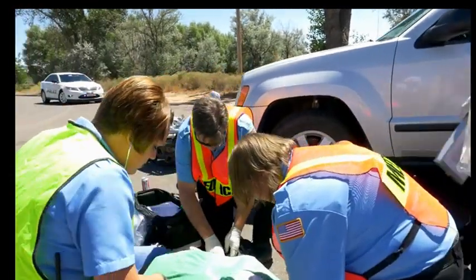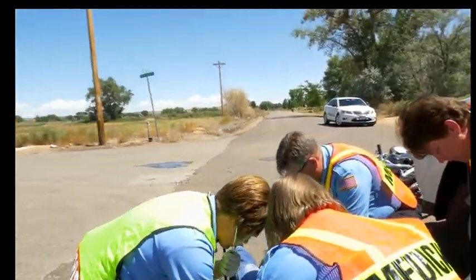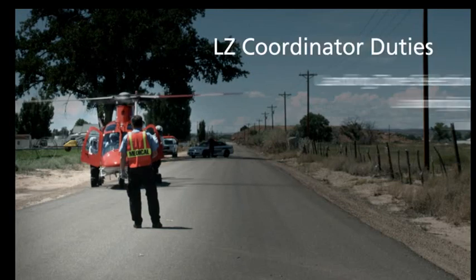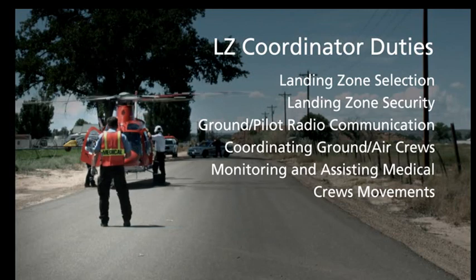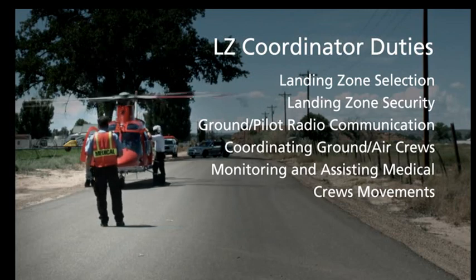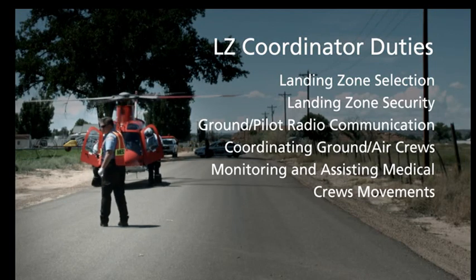At the scene, the Landing Zone Coordinator will take charge of the landing zone. His duties include selection of the physical landing zone and the most likely touchdown area for the helicopter, the security of the landing zone, all radio communications with the pilot, coordinating and controlling the movement of rescue personnel within the landing zone, and assisting with the movement of the medical crew between the aircraft and the patient's location.